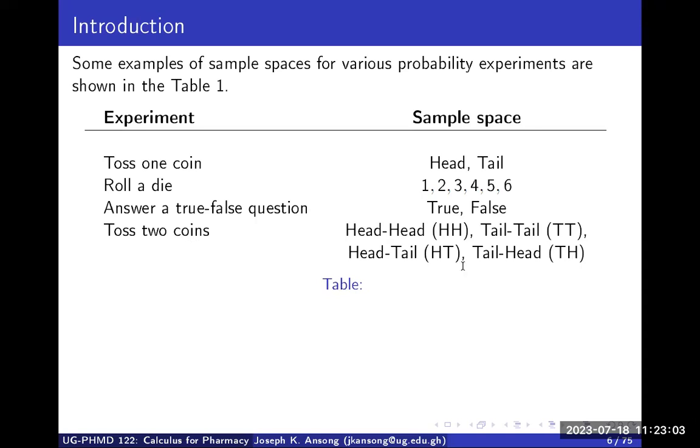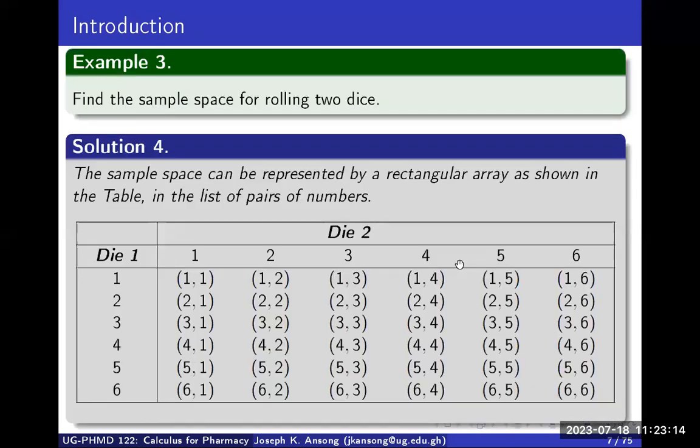You just toss two coins at once. These are the possible outcomes, and all the outcomes then form what you call the sample space. Okay. Well, the sample space when you roll two dice. Okay, just roll two dice. One way to find the sample space is what is displayed here.